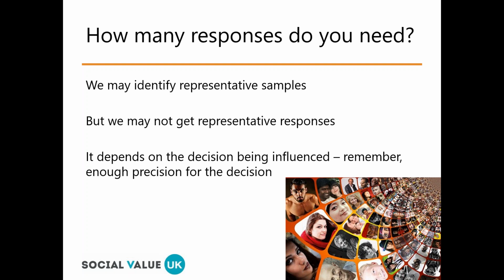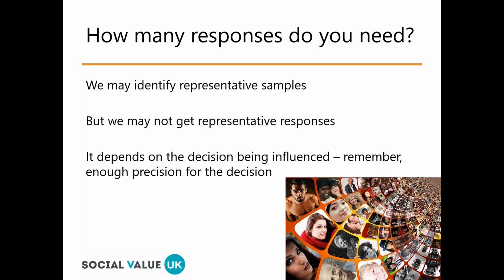Well, it's a bit of a trick question because the answer is it really does depend on the decision being influenced. In the most rigorous sense, of course, we would aim to get representative samples, but the likelihood is that we may not get those representative responses. So we can do everything we can possibly do. We can segment our stakeholders. We can identify the different stratifications. We can send out a representative sample or aim for a representative response, but we may not get the responses that we wish. That does not stop us making decisions.